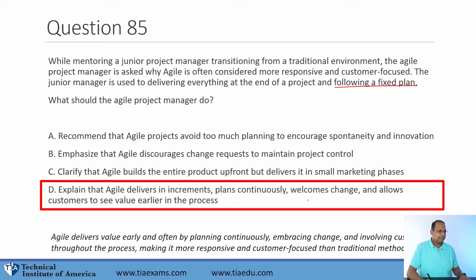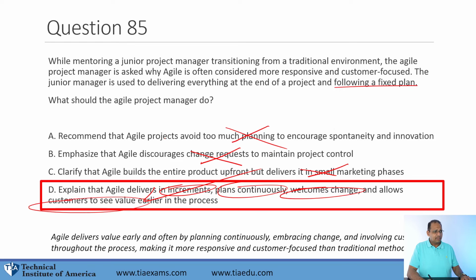That is correct. So, Agile does deliver in increments, particularly Scrum. It's always planning, you're always welcoming changes, and customers are seeing value throughout. You just don't build it and then release it in small, I'm not sure what marketing phases are. Emphasize that Agile discourages change? It doesn't discourage change, it encourages it. And it avoids too much planning? It doesn't avoid too much planning. I think over time it does a lot of planning. D is a better answer than A, making D correct.